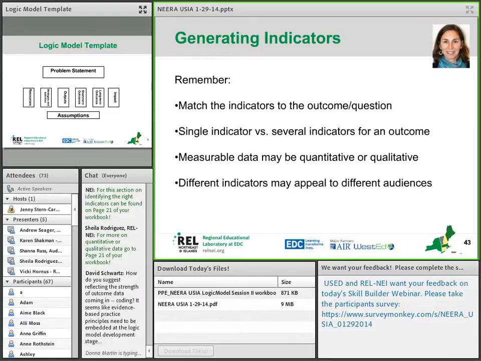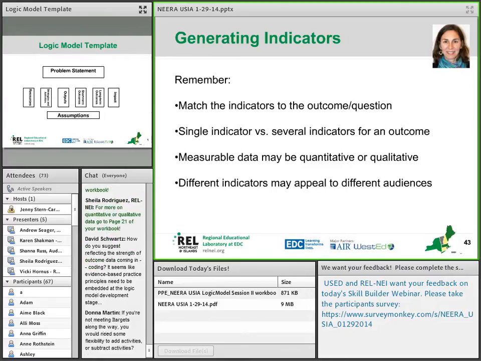So with that, I just see a question before I move back to Shayla, and we'll move to the next section of the workshop. David Schwartz has asked, how would you suggest reflecting the strength of outcome data coming in? It seems like evidence-based practice principles need to be embedded at the logic model development stage. So I think the question here is about how there's a wide range of outcome data available to you. Certainly people in states and in schools are employing a wide range of outcome data, but not all that outcome data is equal.